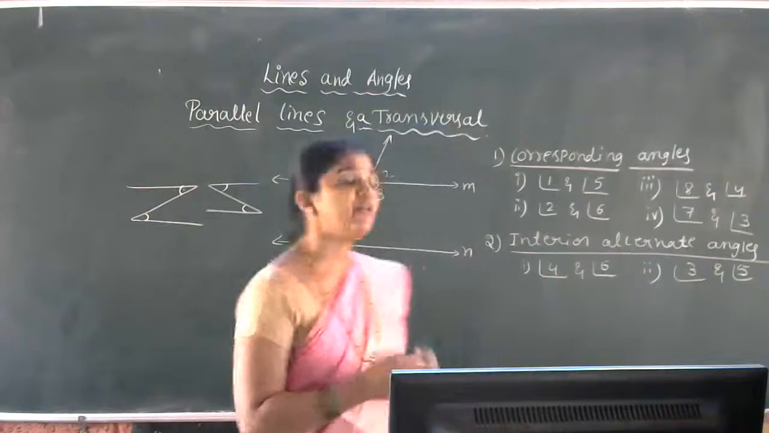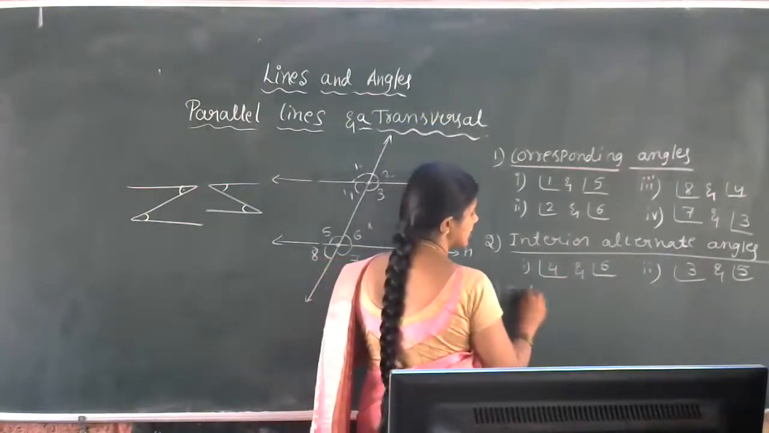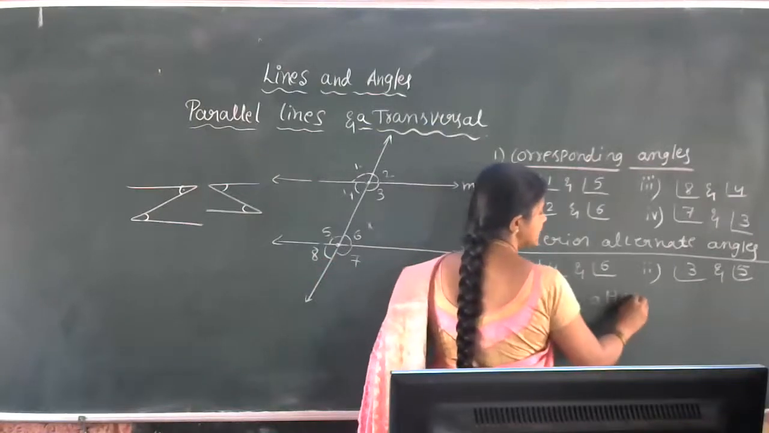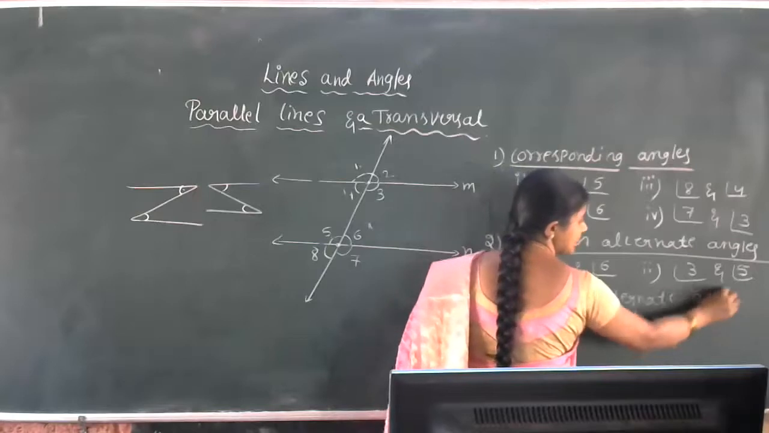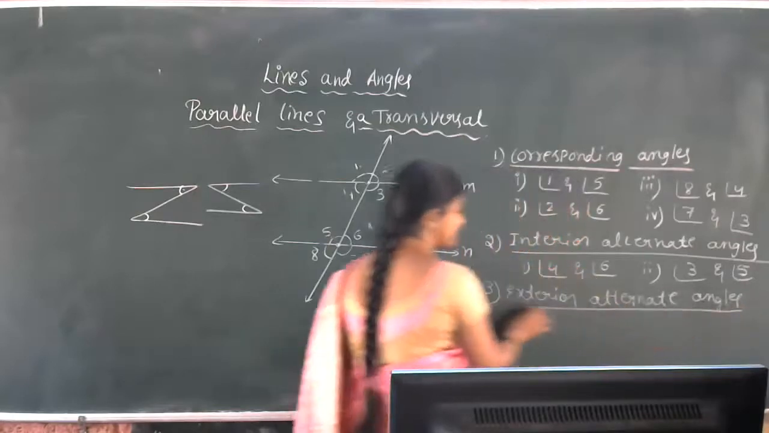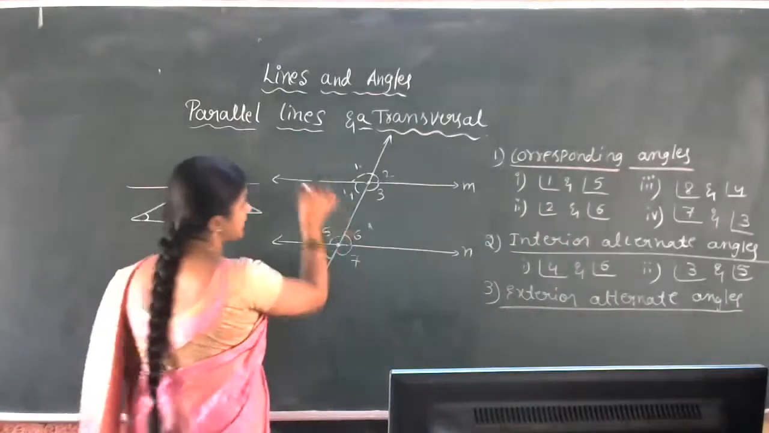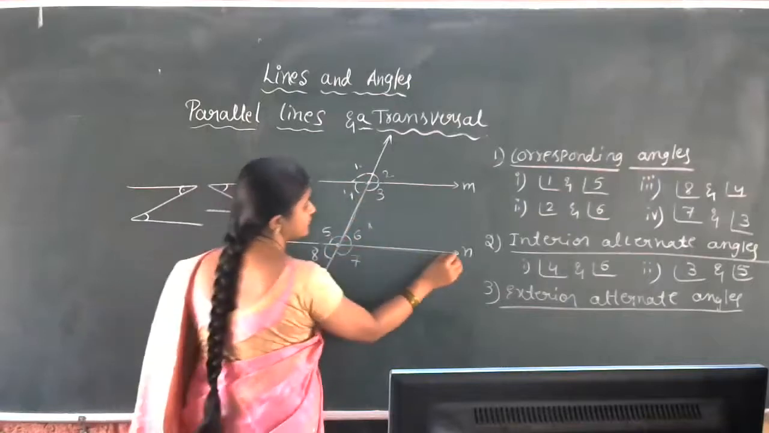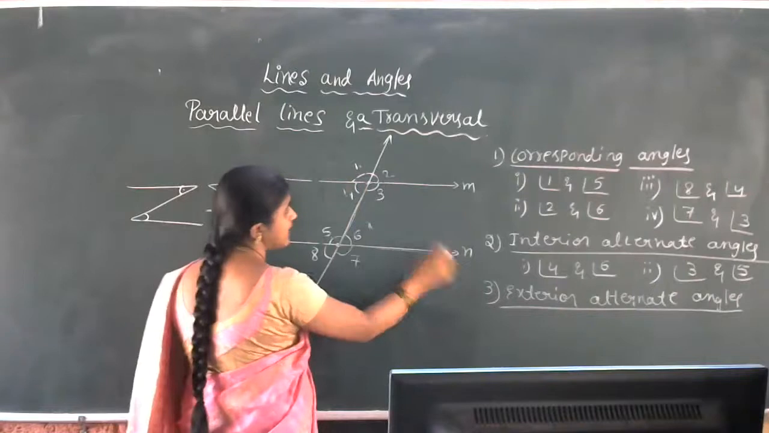So now after the interior alternate angles, we will go to the exterior alternate angles. What are exterior alternate angles? Alternate angles in that sense exterior, it lies outside. So can you guess which is the exterior alternate angle? From here also we are taking the help of the Z shape only. Are you observing the Z shape here?